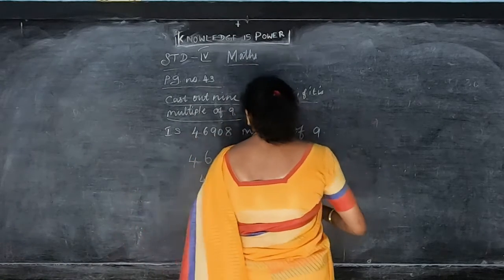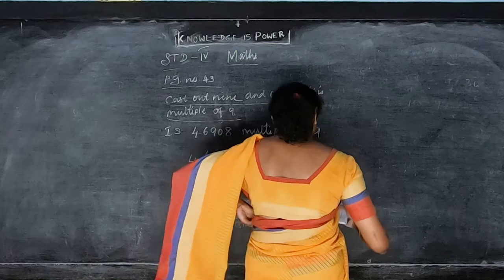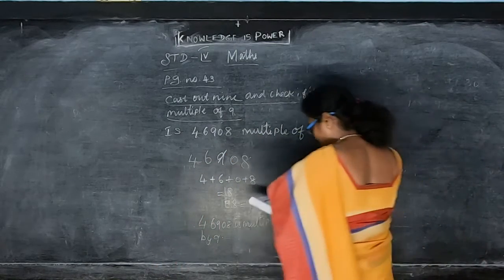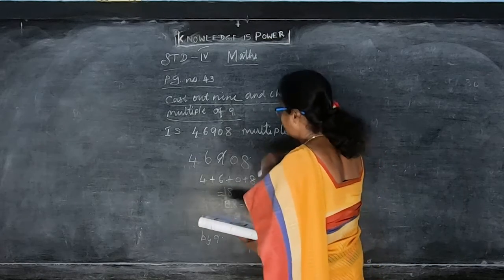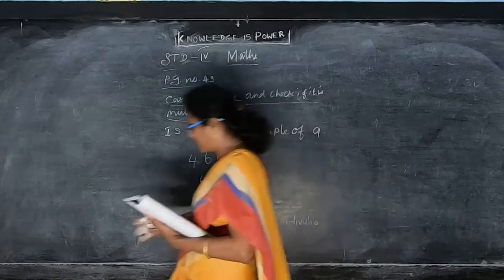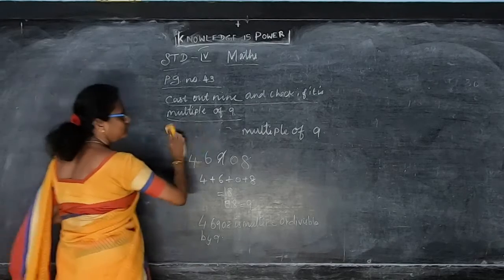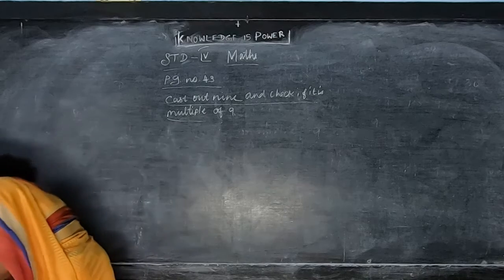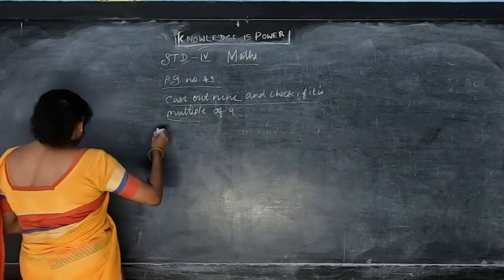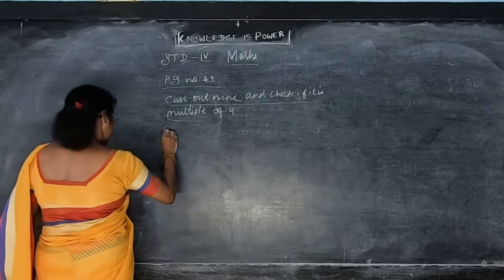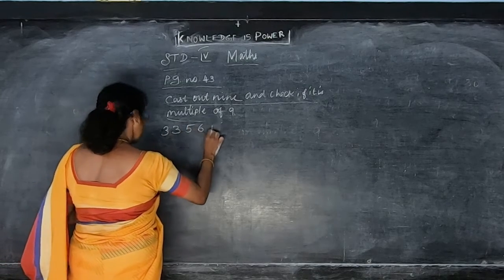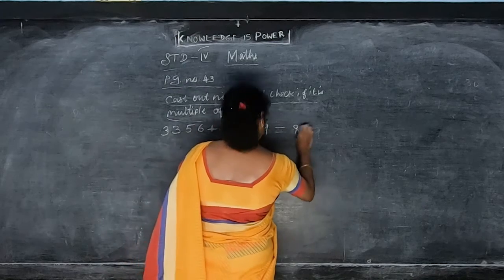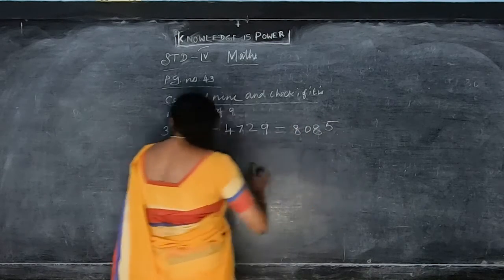The next one, another number, shall we check it out? In addition we can do it like this. Suppose they are given two numbers, not one number. If they are given two numbers, how do we check it? Okay, suppose 3356 plus 4729 is equal to 8085. So this is the addition fact.